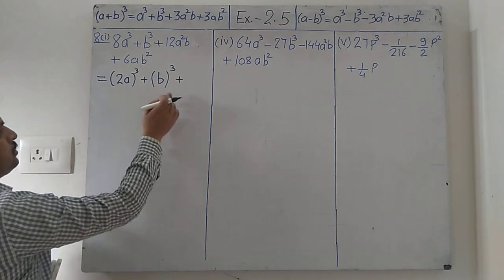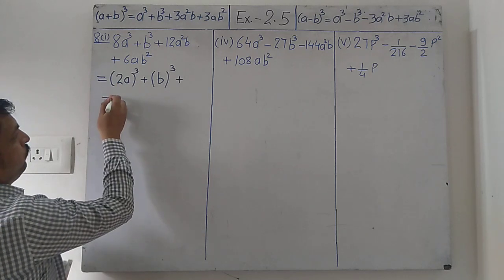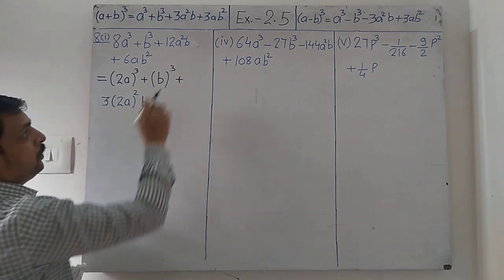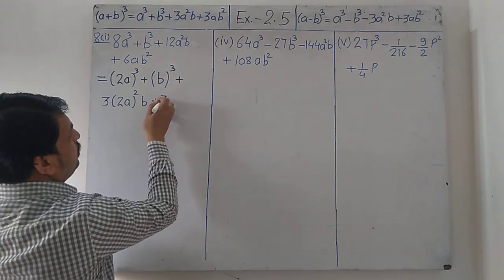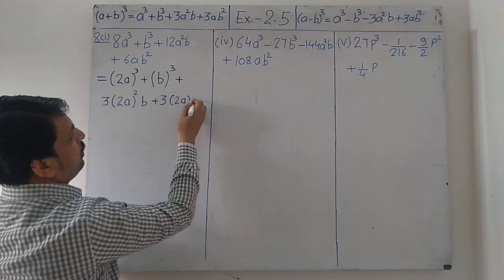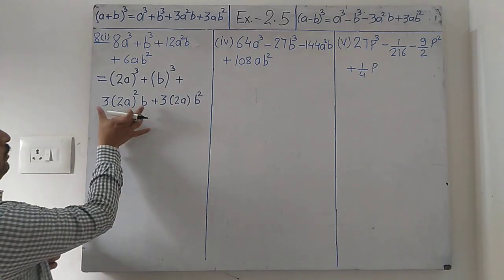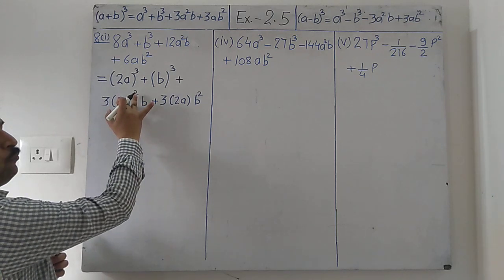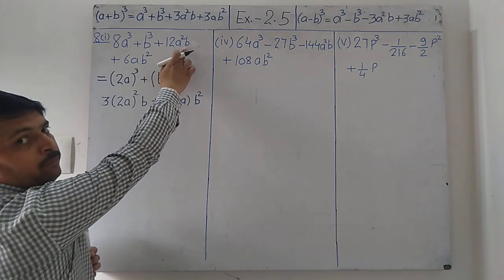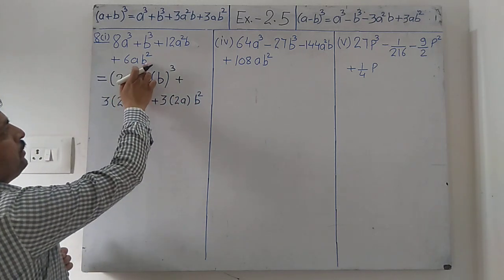So we write the next term, plus 3 (2a) square b. The last term is plus 3 (2a) b square. We can check the value of these. 2 square is 4, and 4 threes are 12, so the third term is 12a square b. It is matching. Similarly, 3 twos are 6, so the last term is 6ab square.